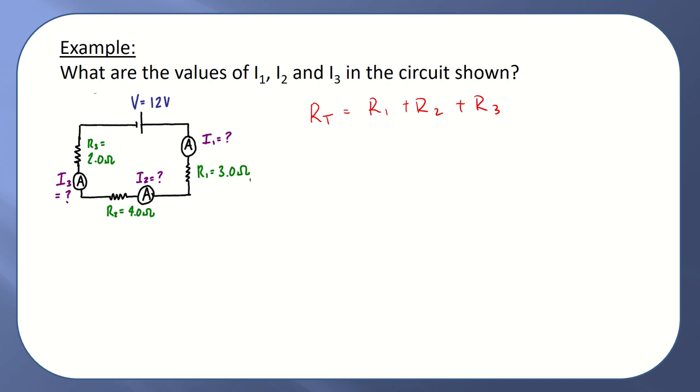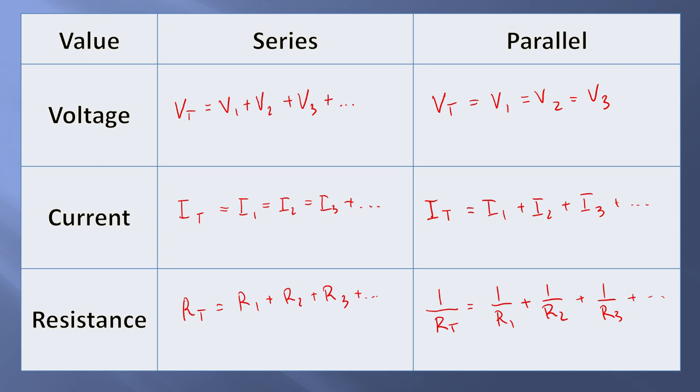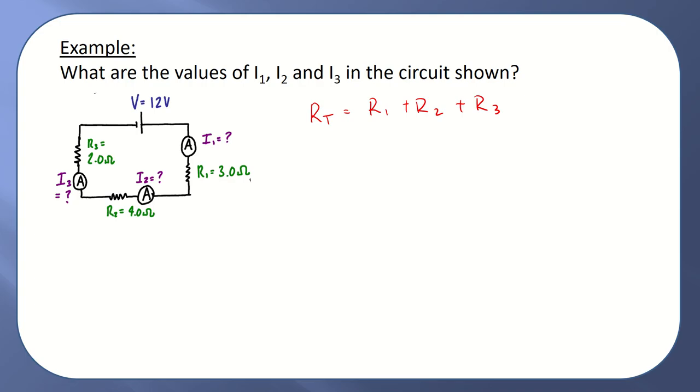But we know that the currents are going to be all the same if you have a circuit that's in series. So again, if you go back to your table here, for current we have I total equal to I1 equal to I2 equal to I3. So we're going to write that down as well. So I total equal to I1 equal to I2 equal to I3. As long as we find the I total, we can know what the I1 and I3 is going to be.